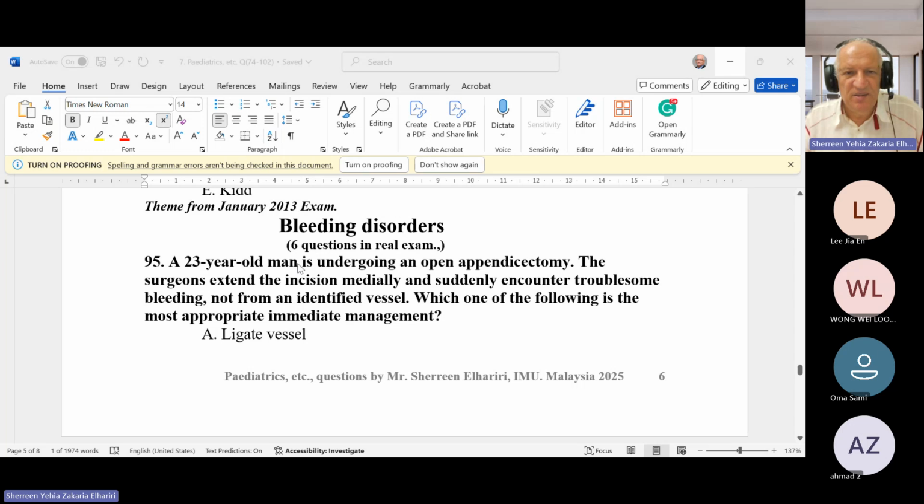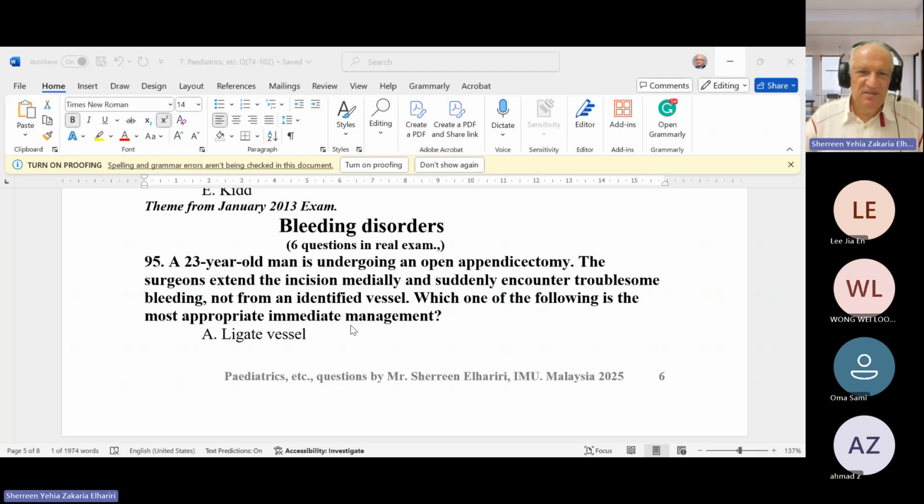A 23-year-old man is undergoing an open appendectomy. The surgeon extends the incision medially and suddenly encounters troublesome bleeding, not from identifiable vessels. Usually this bleeding is from the muscle, and the actual bleeding of the muscle is very difficult to control. Which of the following is the most appropriate immediate management?